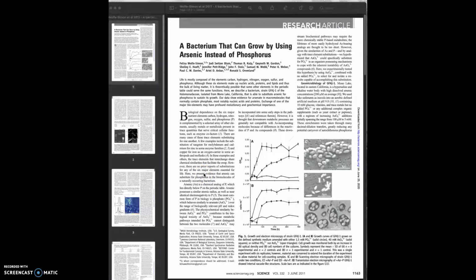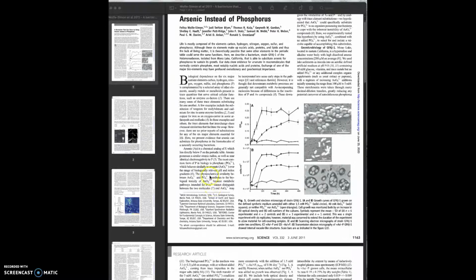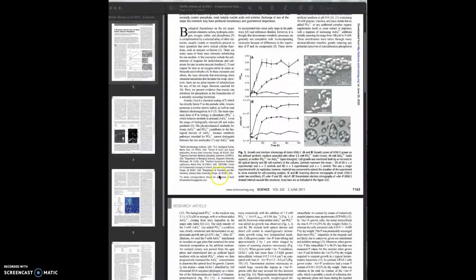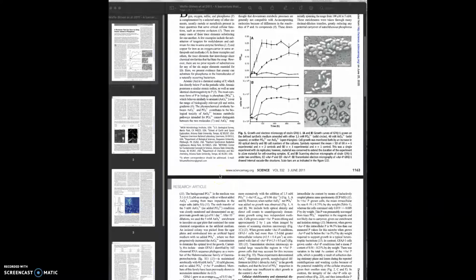Now, the next section that we want to look at is the methods section. And the methods section is going to tell us how the authors answered their question.